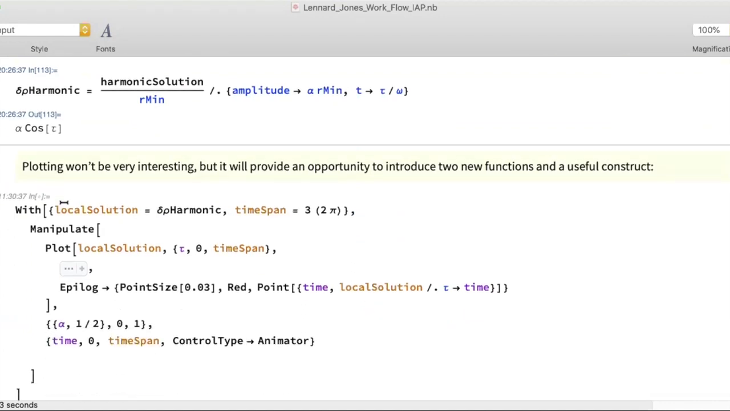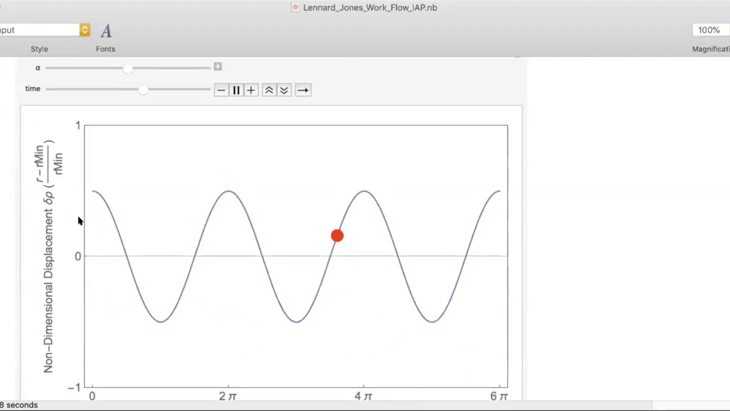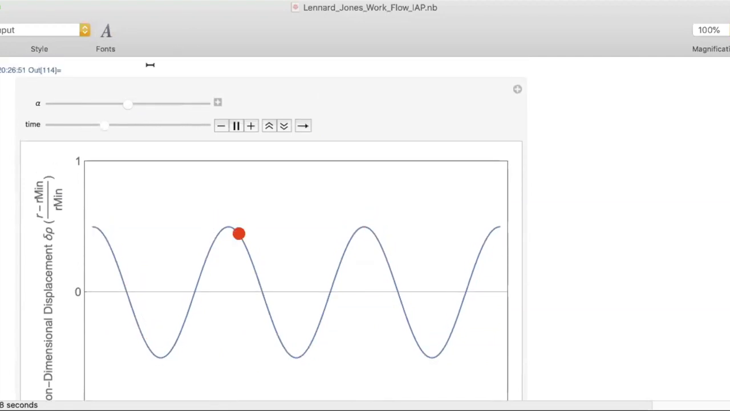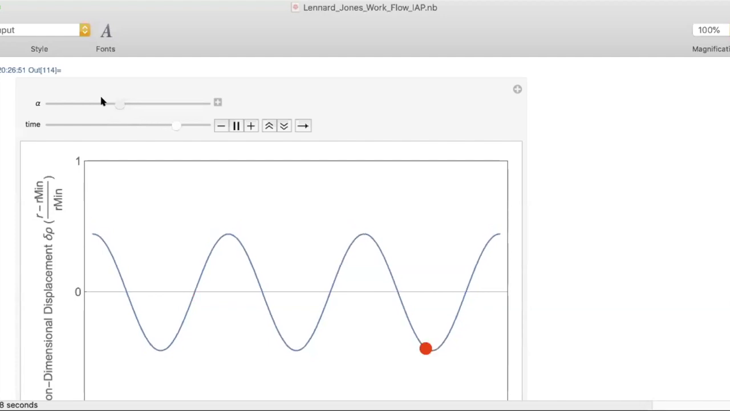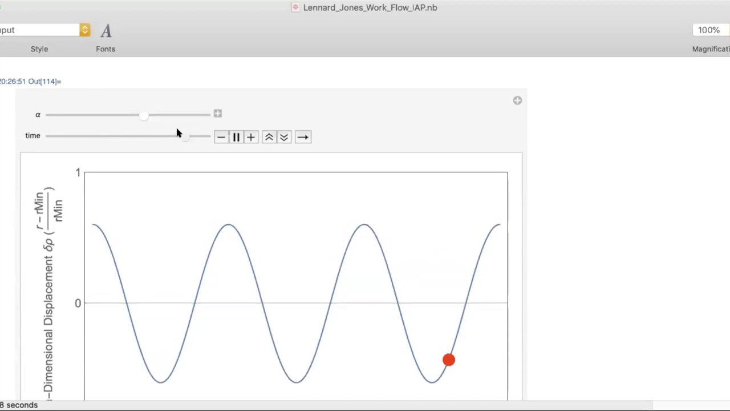All right, so this plotting won't be very interesting, but it will give me a chance to show you how to do something interesting. Okay, so here's our solution, simple harmonic motion. And we can play with Manipulate. I can change the size of the amplitude, and I can change the time. Let's see, I'll just stop this, and I can change the time by evaluating this Manipulate. Okay, so how did I do this?